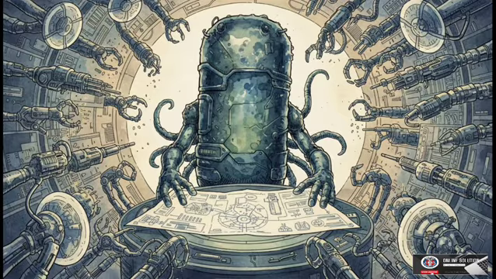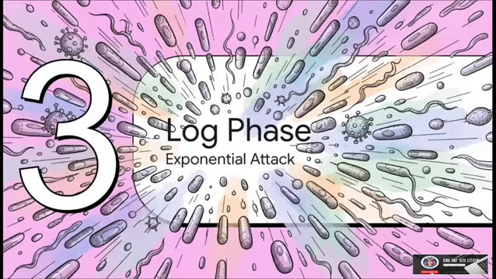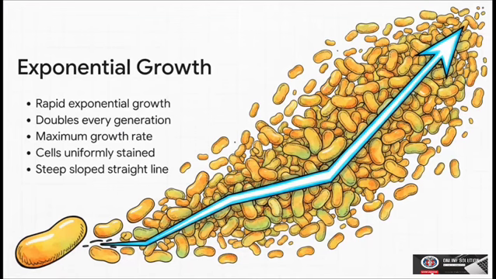Depending on the species and conditions, this phase can last an hour, or it could last several days. Basically, they are literally gearing up for war. Once they're fully prepared, the pathogen launches its blitzkrieg. Section 3, the log phase, an exponential attack. Here, unchecked binary fission leads to maximum division. The population is growing exponentially.